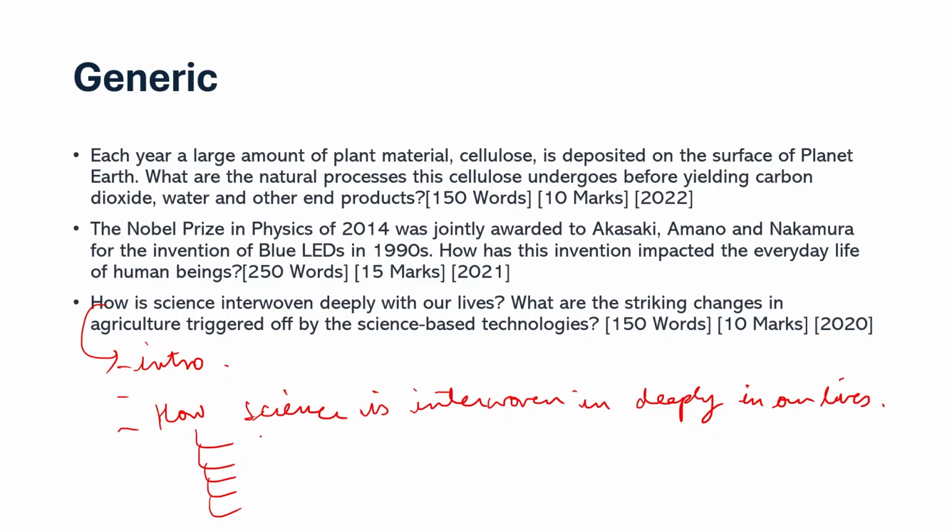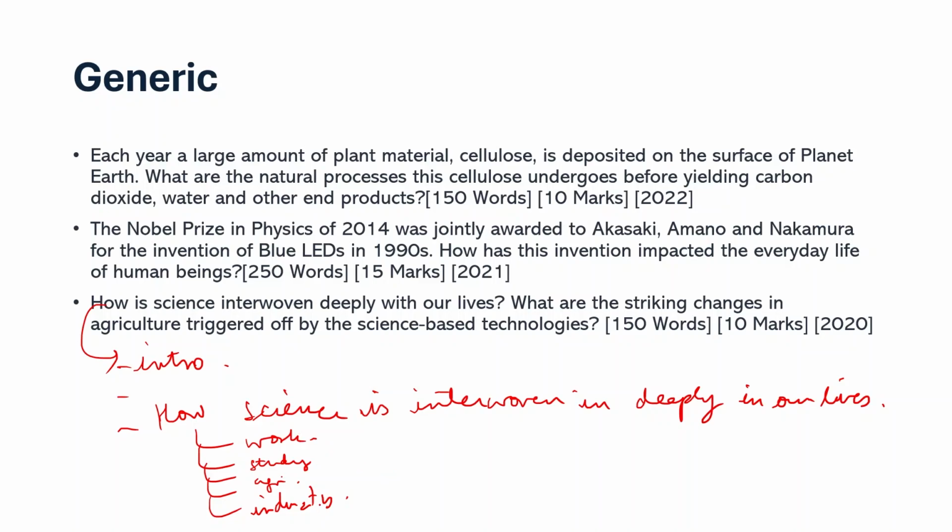So you can write about how it is helping people in their work, how it is helping people in study, how it is helping in agriculture, how it is helping in industry, right? So there can be many facets of science, how it is helping, right?